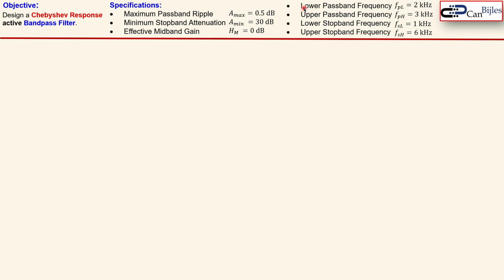The lower and the upper passband frequencies are shown here, 2 and 3 kHz. The lower and the upper stopband frequencies are 1 and 6 kHz here. Okay, let's look at our solutions.